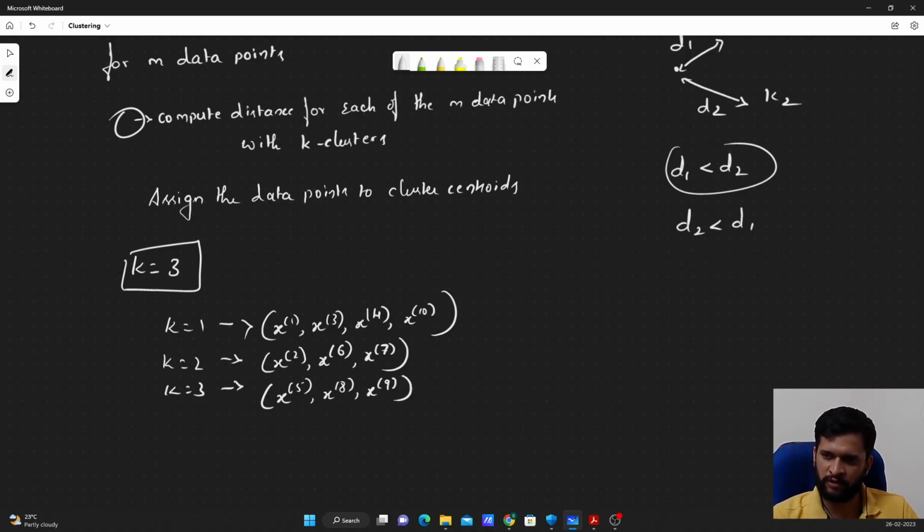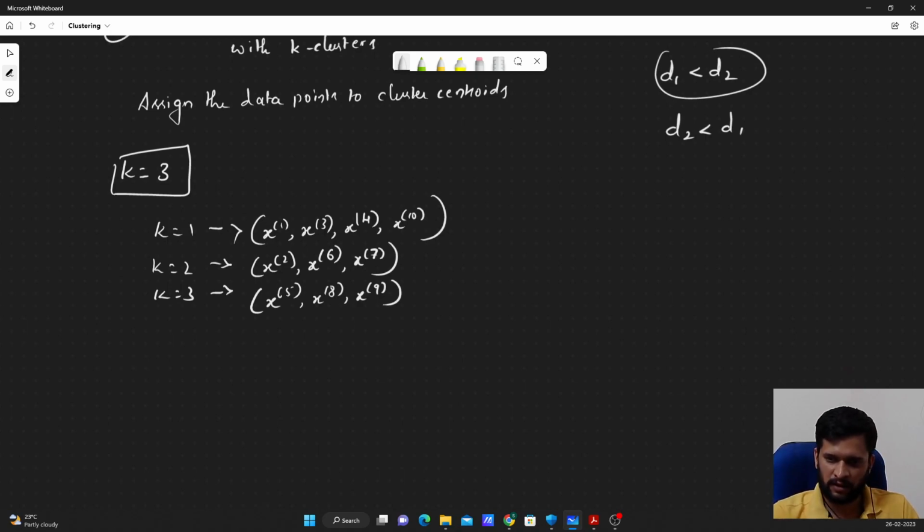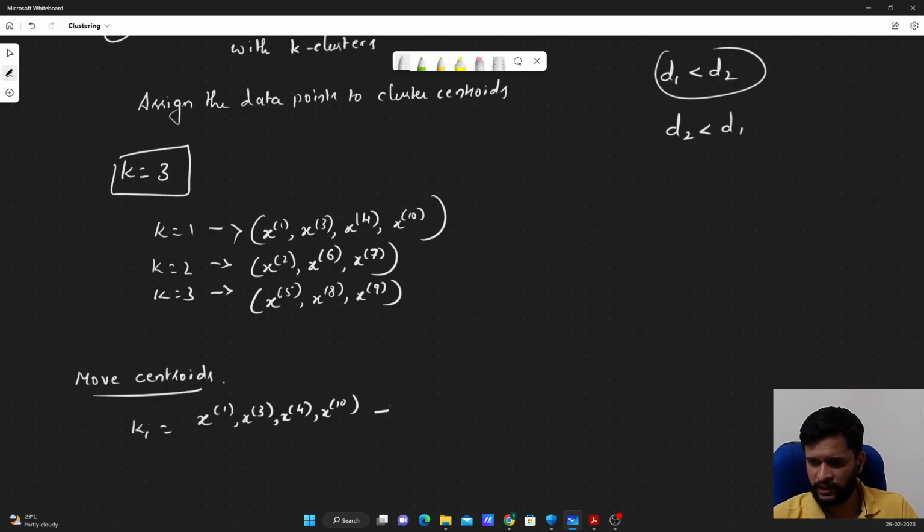So in the first cluster centroid, we have 4 data points assigned. In the second cluster centroid, we have 3 data points assigned. In the third cluster centroid, we have 3 more data points assigned. So now this cluster assignment step is completed. Now we go ahead and look at what the move centroid step deals with. Move centroids. With the data points assigned to each cluster, we will calculate the mean. For example, for the k1 cluster, we have these data points assigned, right? x1, x3, x4 and x10, correct? So we will compute its mean.